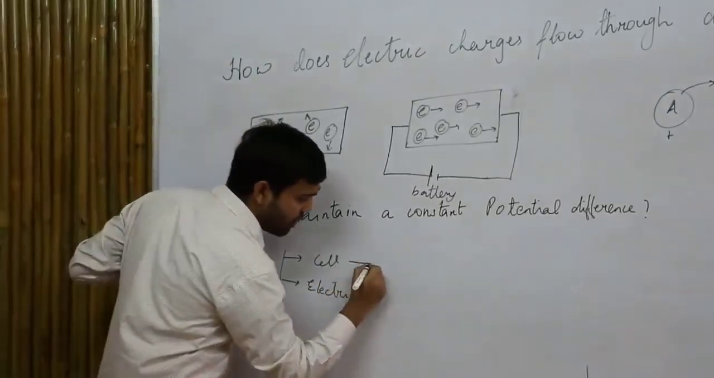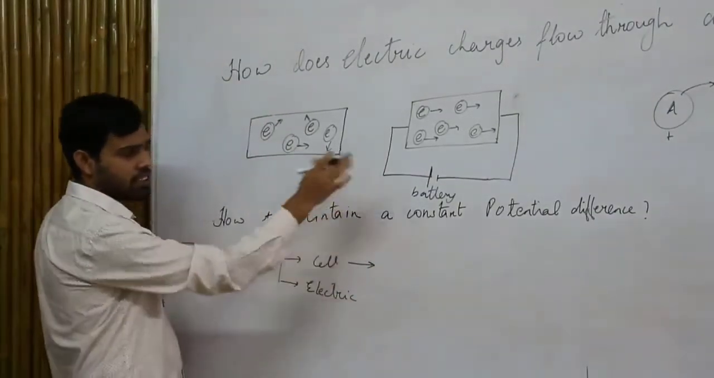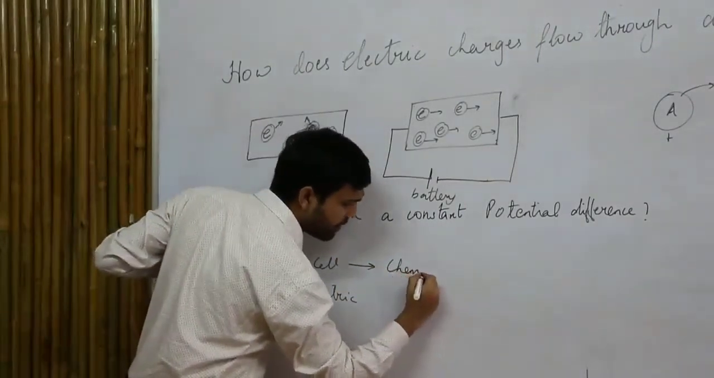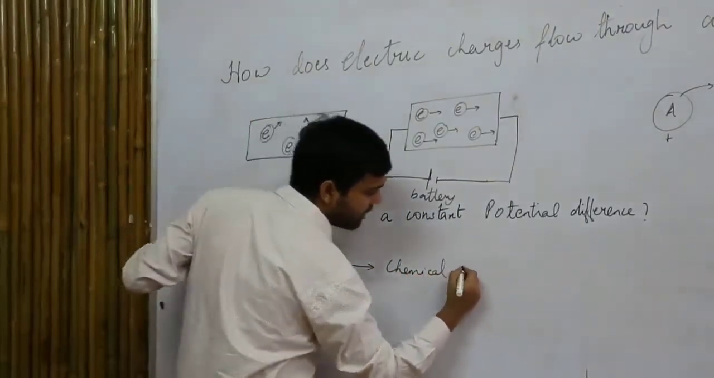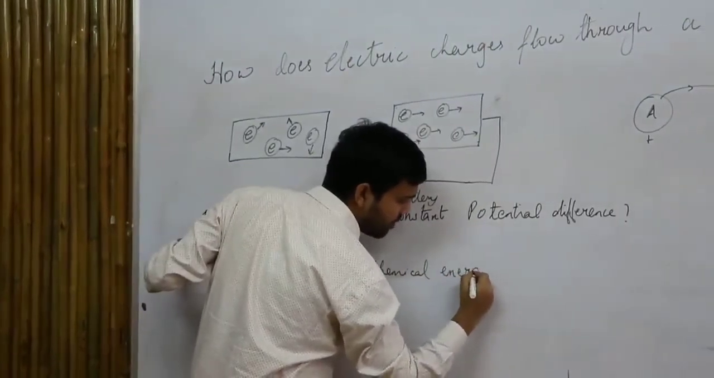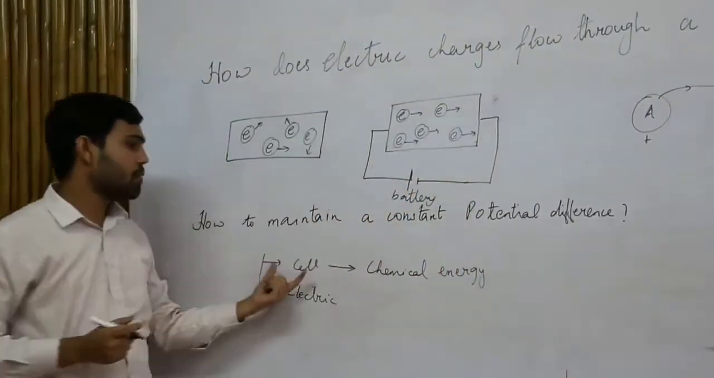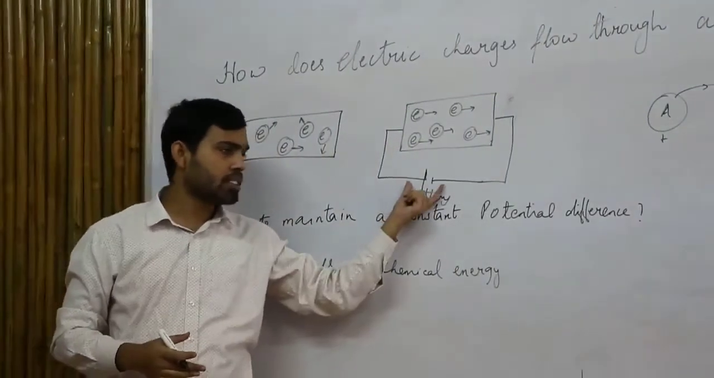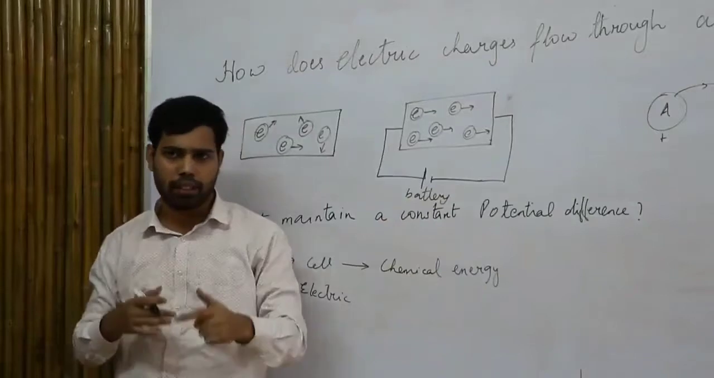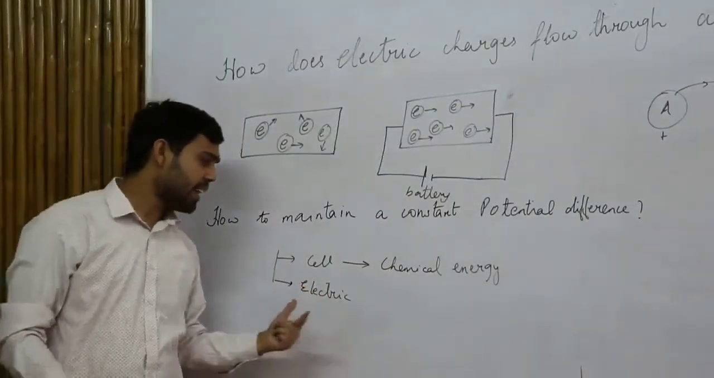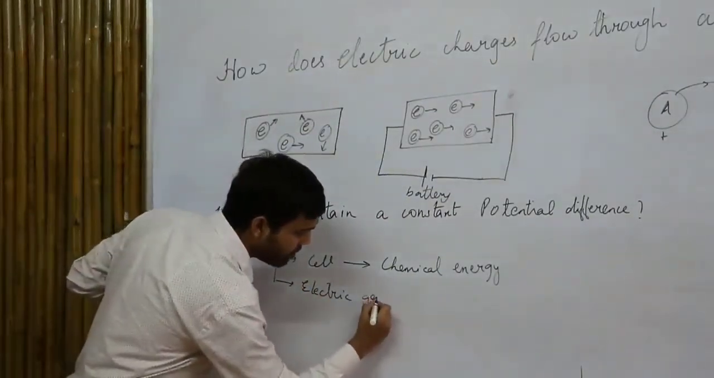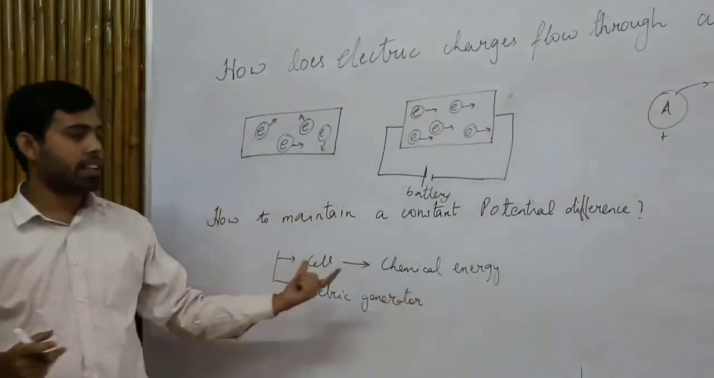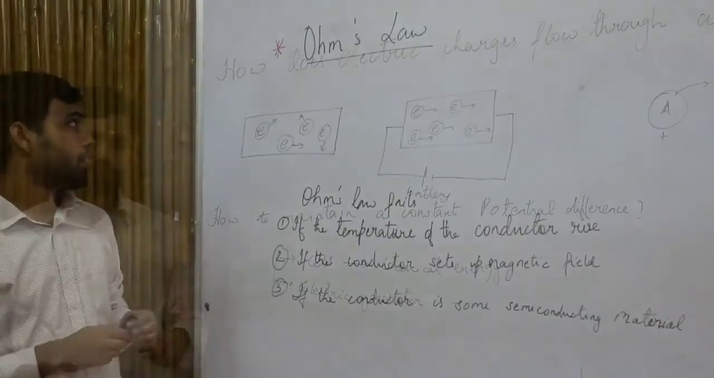How does a cell maintain a constant potential difference? By converting chemical energy into electrical energy. So my cell will convert chemical energy to electrical energy, or in other words, there are some reactions going on in the battery which will maintain a constant potential difference, and your electric generator will do some mechanical work, or it will convert mechanical energy into electrical energy.